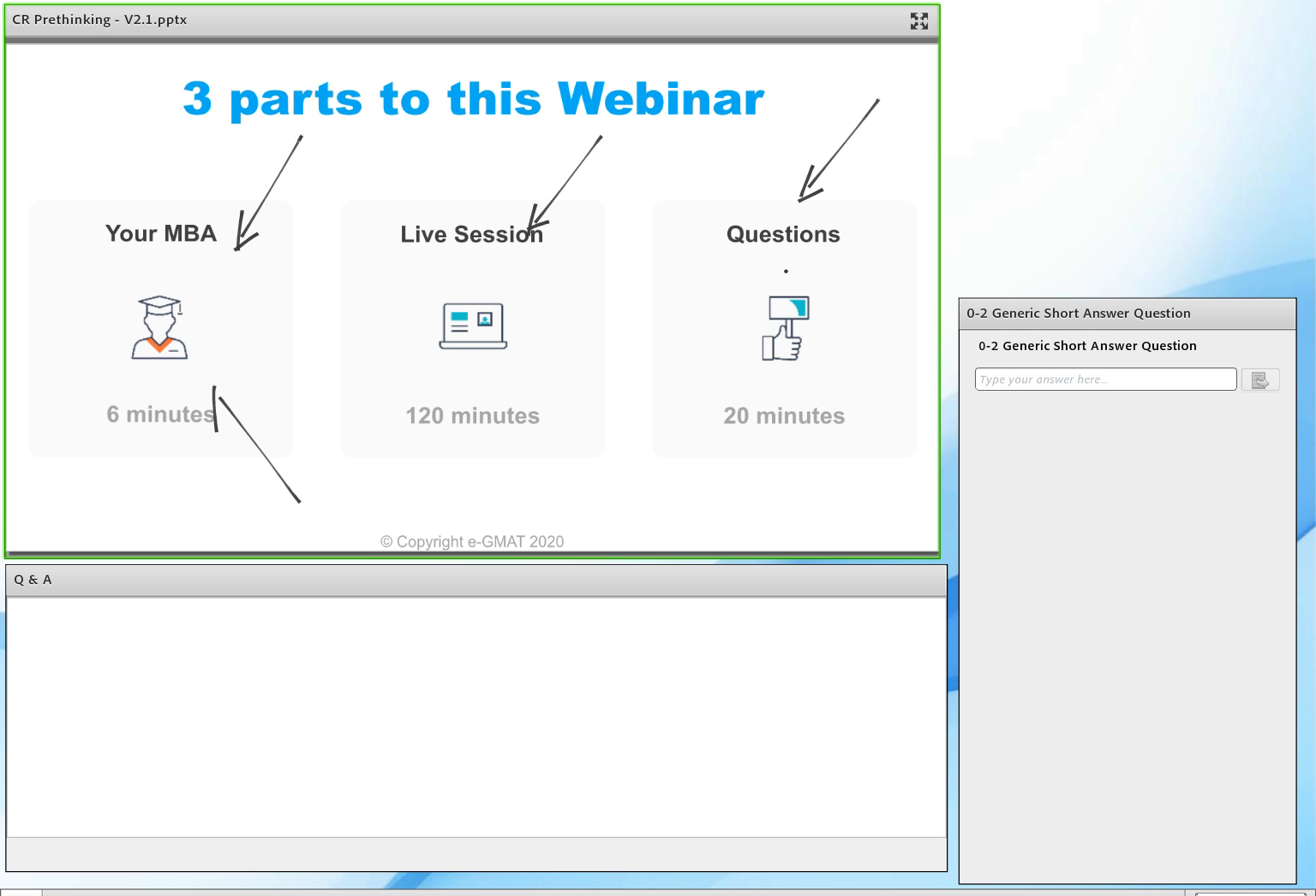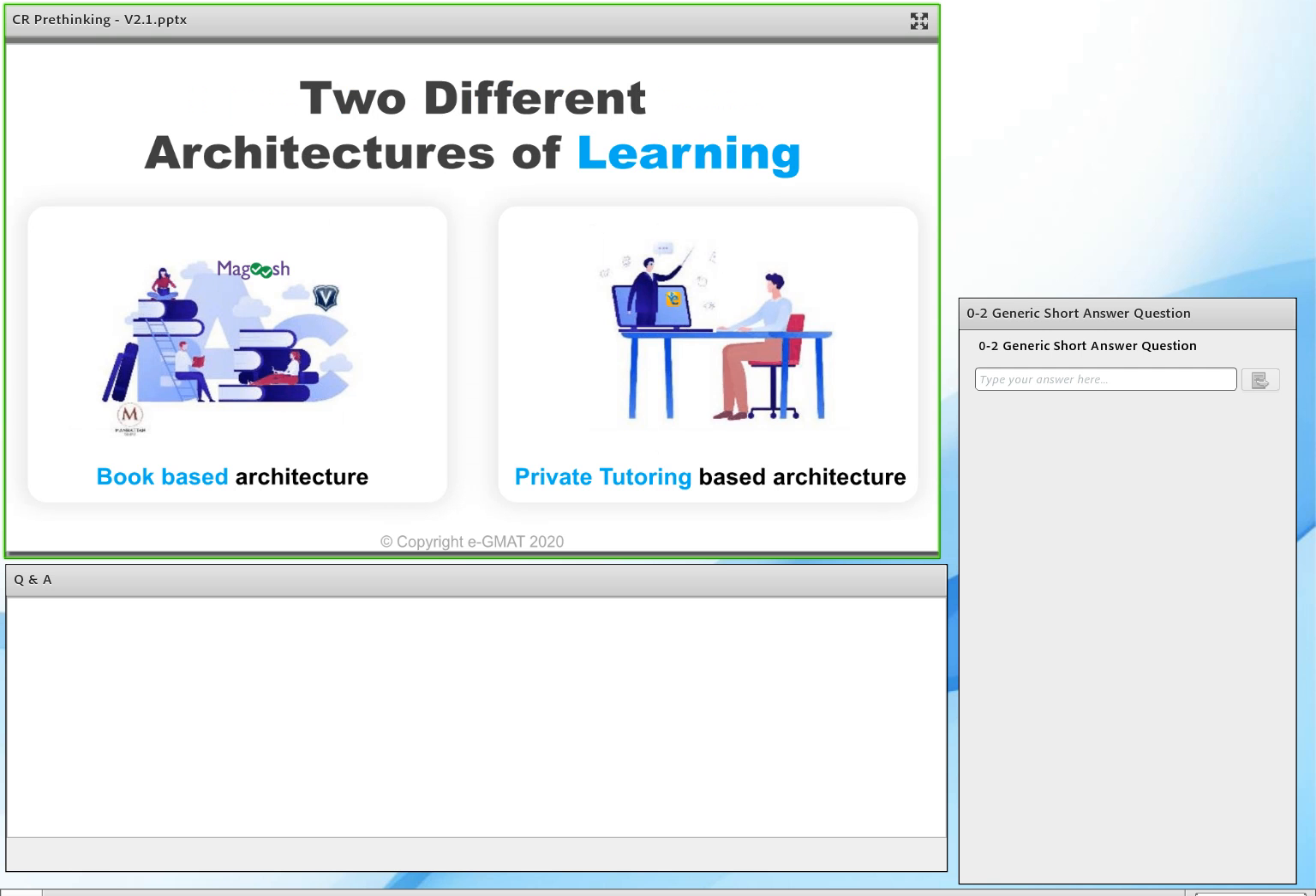So with that, let's start with this part over here, which is an introduction to e-GMAT. Now, e-GMAT, we as a course, we've always followed a very different path from what a typical online course does. And to really talk about that difference, I think you've got to understand how learning is imparted in the world today.